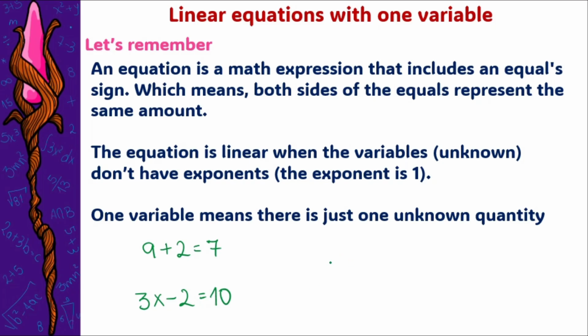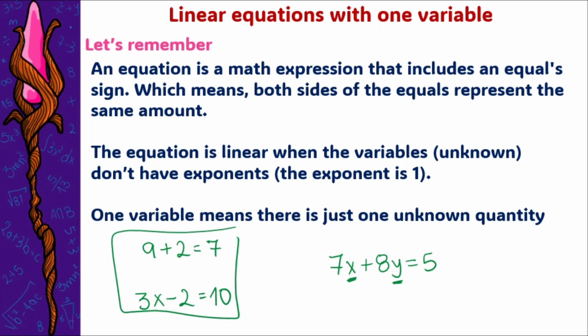Let's see an example that wouldn't have just one variable. For example, if you have 7x plus 8y equals 5, that is not with one variable because it would have two of them. So just the ones that have just one variable are going to be considered in this video.